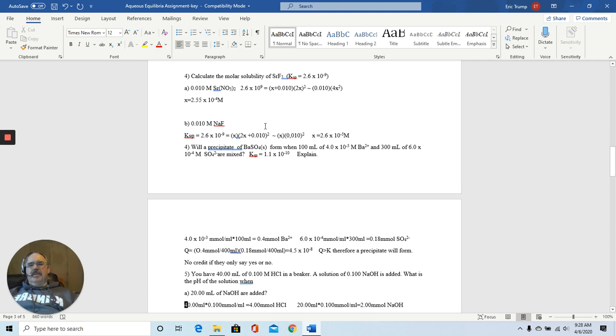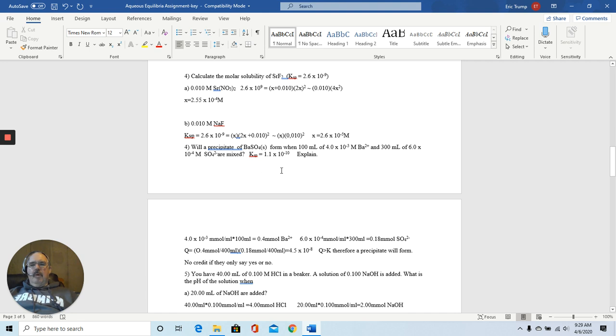Okay, part B, this is also a common ion. Here we have the KSP. Without the added fluoride, this would just be X times 2X the quantity squared, or 4X cubed. But this is from the added sodium fluoride. We can simplify. We can assume that the 2X is small. And so this simplifies to X times 0.010 the quantity squared. Solving for X, we get 2.6 times 10 to the minus 5th molar.